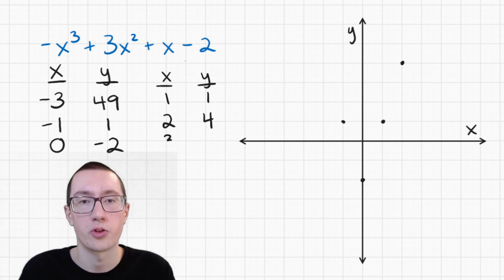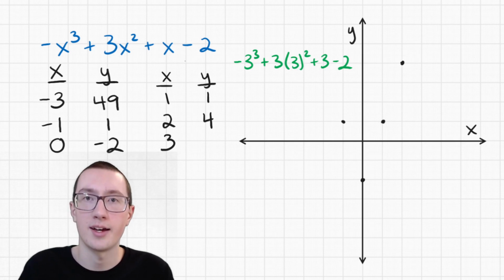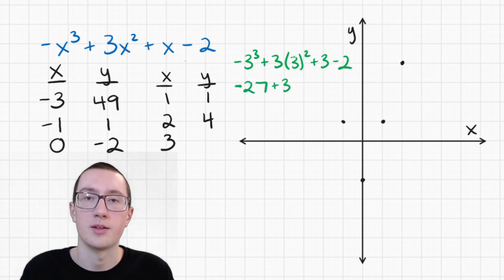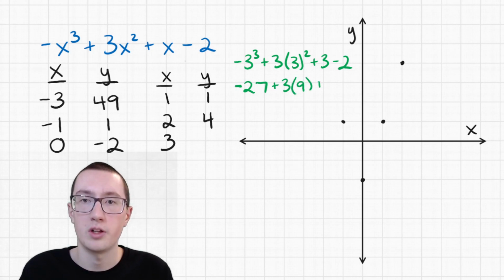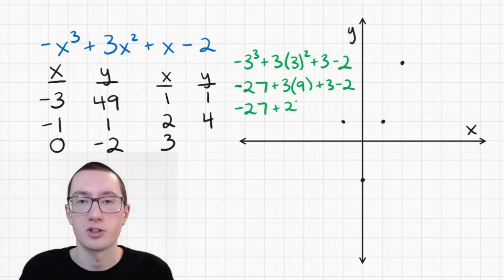We're going to go ahead and do 3. 3 cubed, that's 3 times 3 times 3. 3 times 3 is 9, times 3 is 27. So we're going to have -27, and then plus 3 times 3 squared. 3 squared is 3 times 3, which is 9. So we're going to have 3 times 9.